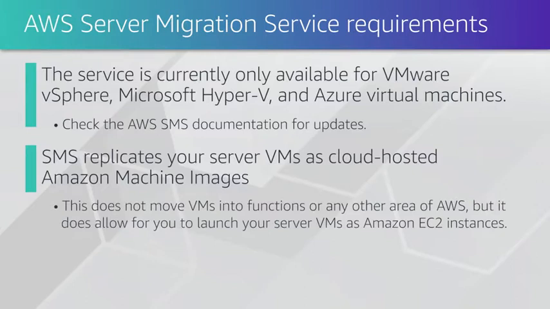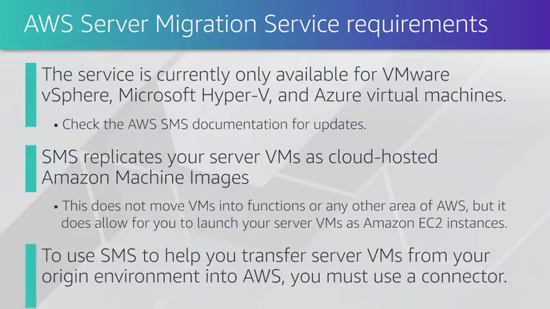The last requirement is that if you want to use SMS to help you transfer server VMs from your origin environment into AWS, you must use a connector. The Server Migration Connector is a free BSD VM that you install in your on-premise virtualization environment. The connector aids in the creation of appropriate permissions and network connections that allow SMS to execute tasks in your virtualized environments. Once setup has been completed, you are able to migrate up to 50 concurrent VM migrations per account.